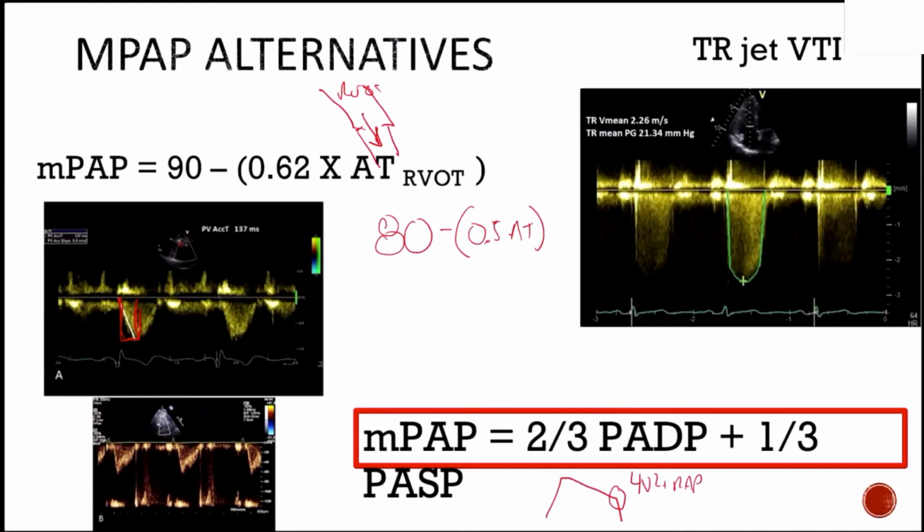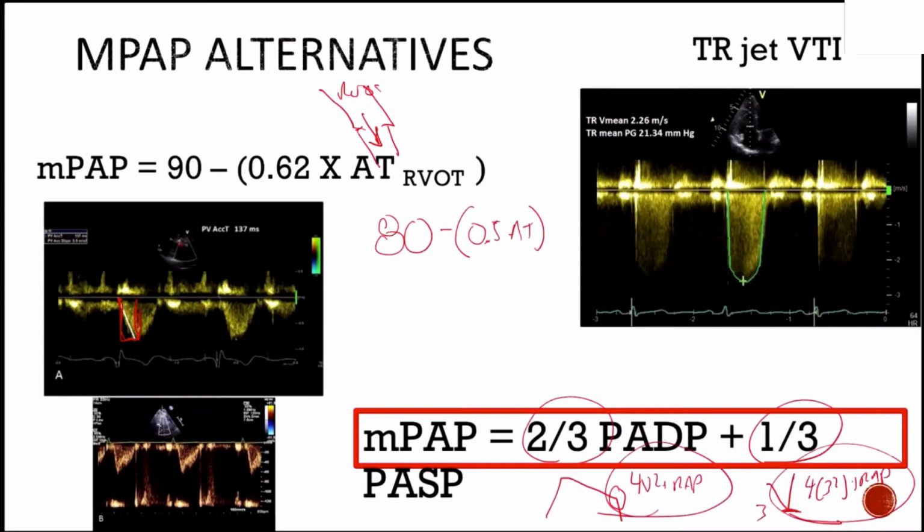And I say my PA systolic pressure by my tricuspid regurgitant jet, let's say it's 3 here, is 4 times 3 squared plus my right atrial pressure. I can just take 2/3 of this, 1/3 of this, and that will give me my mean PA pressure. That's another way to estimate it. We did a question a couple weeks ago doing the same technique.